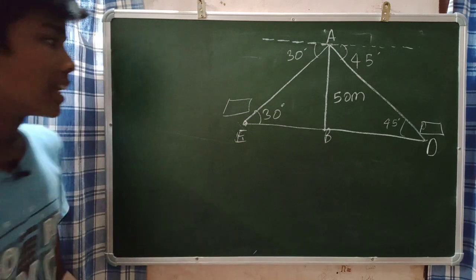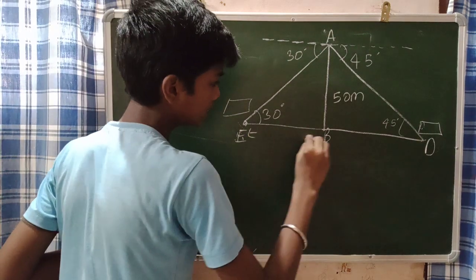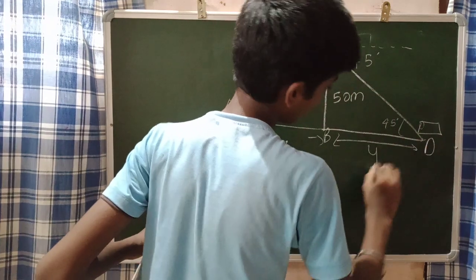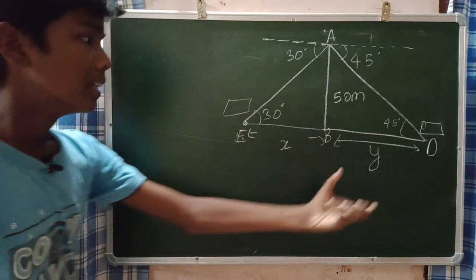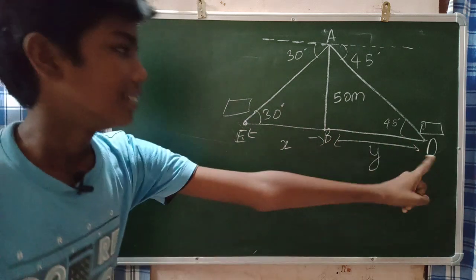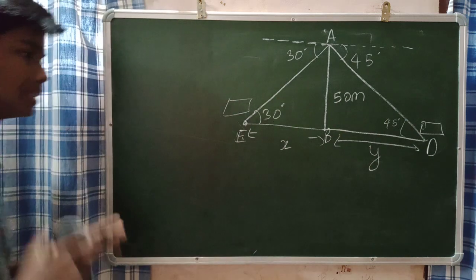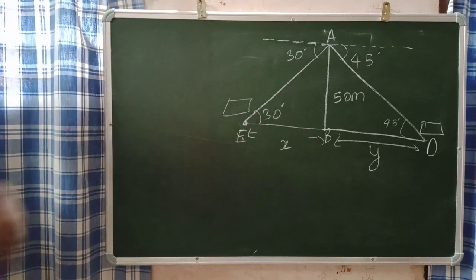How will we find that? Let me say this distance as x, and let me say this distance as y. That means the distance between tower and car 1 is x, and the distance between tower and your car 2 is y. That's what I'm saying now. Now, let us first find the value of x. How will we find the value of x?